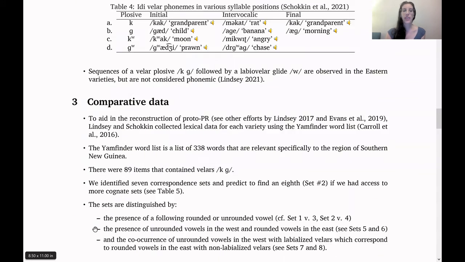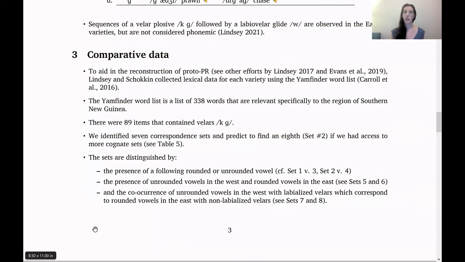Right, now let's look at the comparative data that we have available for these languages. During our fieldwork, Denica Sokin and I collected lexical data for all of the varieties in the Pahoturi River language family. To do this, we used the Yam Finder word list. The Yam Finder word list is a list of 338 words that are relevant specifically to the region of southern New Guinea. The Yam Finder database has actually recently undergone a makeover.